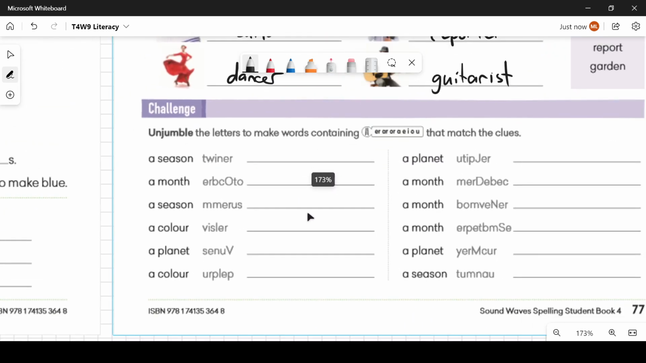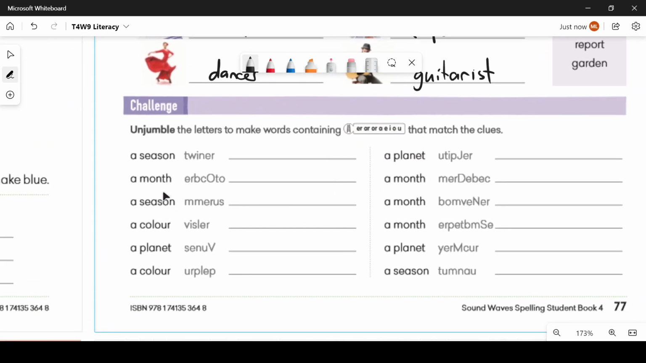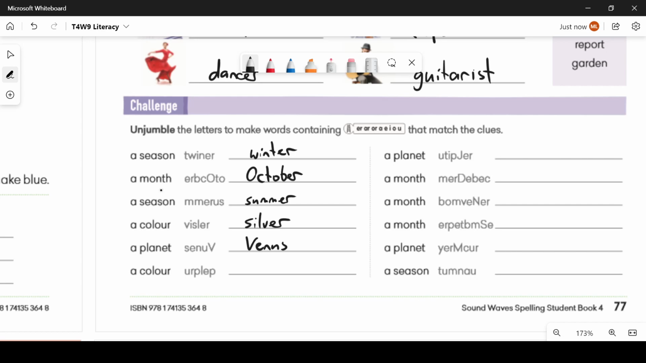And double the words to make words containing er to match the clues. A season, winter. A month, October. A season, summer. A color, silver. A planet, Venus. A color again, purple. A planet, Jupiter. A month, December.